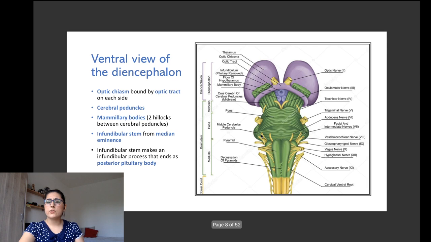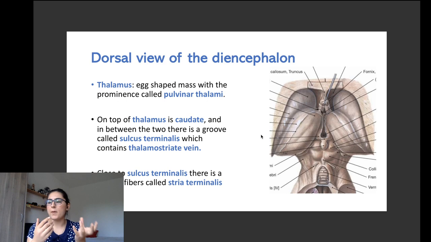Alright, so that's it for the ventral view. You can see there's not much you can talk about in the ventral view. Everything else is covered. So we have to basically imagine that I have my brainstem and my brain, and I'm flipping it over now. And I'm going to show you the dorsal view. This is the back view of my brain, my diencephalon.